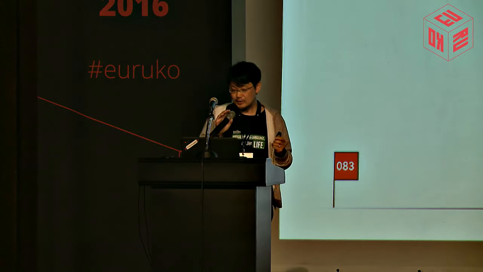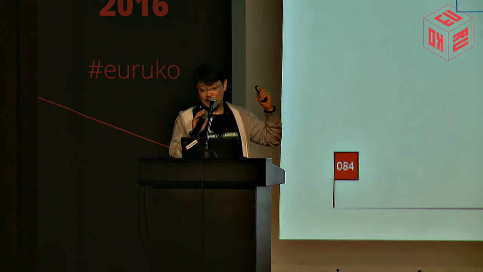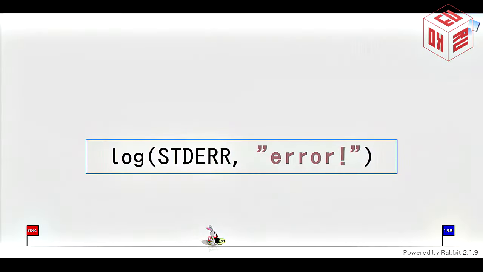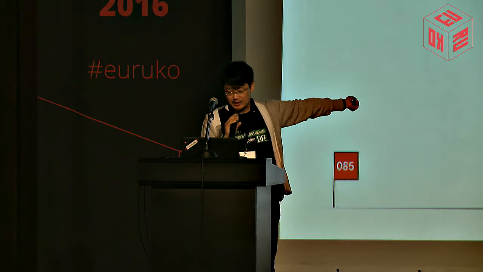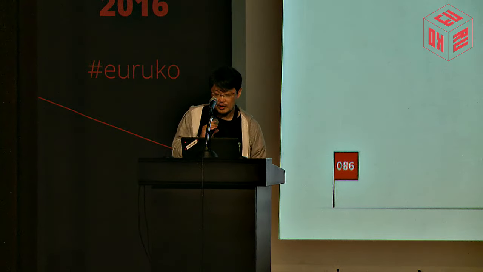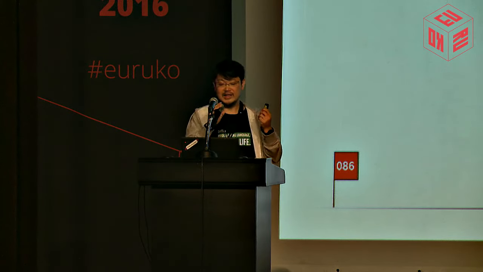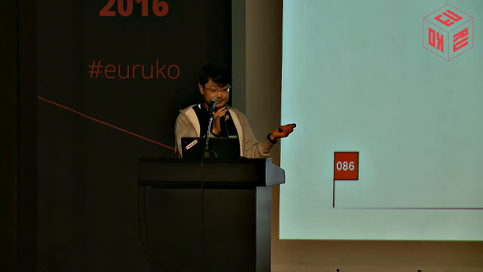So for the example, duck type examples, this is a very simple one. We have the log function to the destination with the message. Okay, a static type version might look like this: the destination is IO and the message is a string. But what if we want to redirect the log messages to a string?